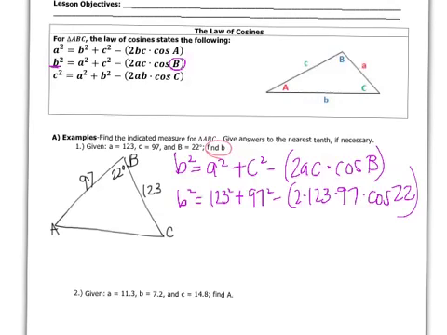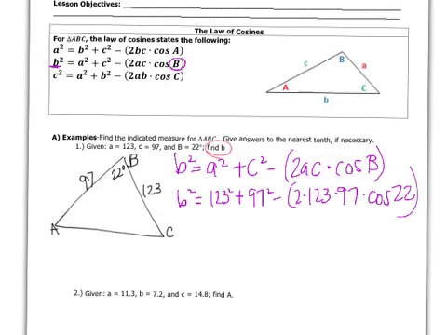Looking for a side length is easier than looking for the angle measure, kind of similar to law of sines. I think finding the side length is easier than the angle measure. All right, grab your calculators. I want you to enter this with me.